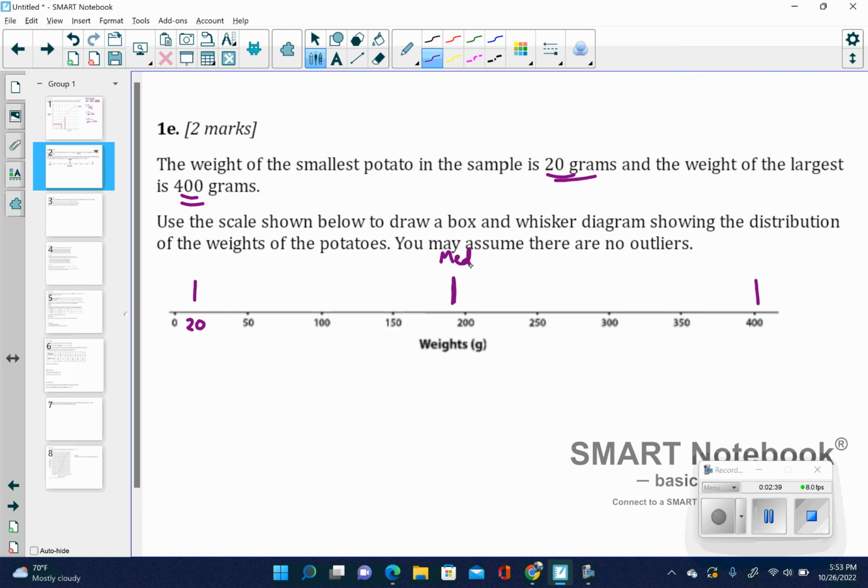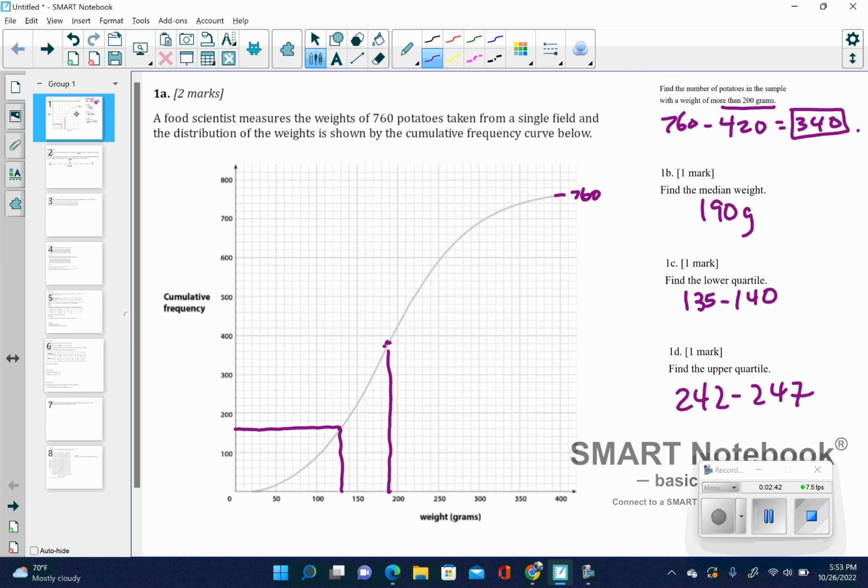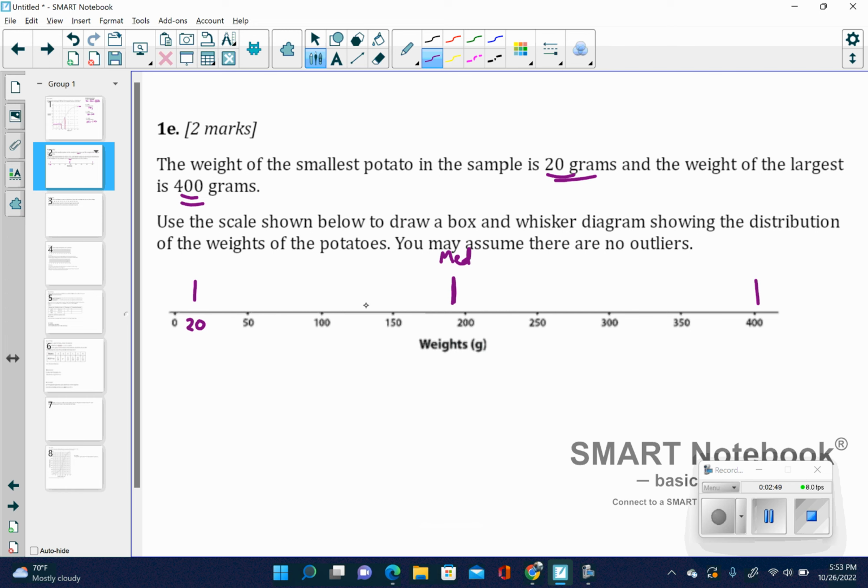Median, again, you could label it. Our lower was 135 to 140, and our upper, let's just say, is 245. So 135 to 140 would be somewhere around there, and our upper was 245, so that's somewhere around there. They did give a little bit of leeway for this. So you draw your box and you draw your whisker, and you connect that. Boom. There is your box and whisker plot. Done. It says you may assume that there are no outliers.